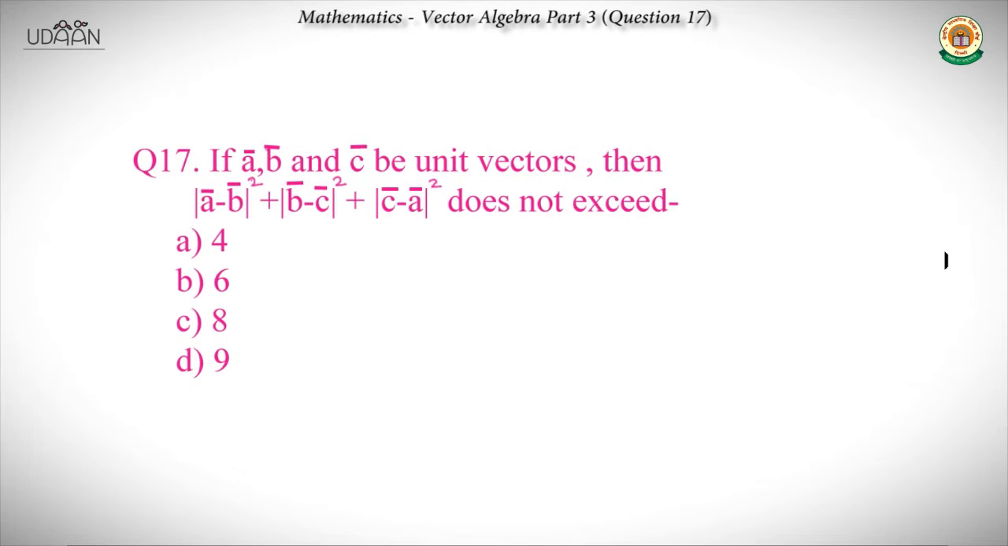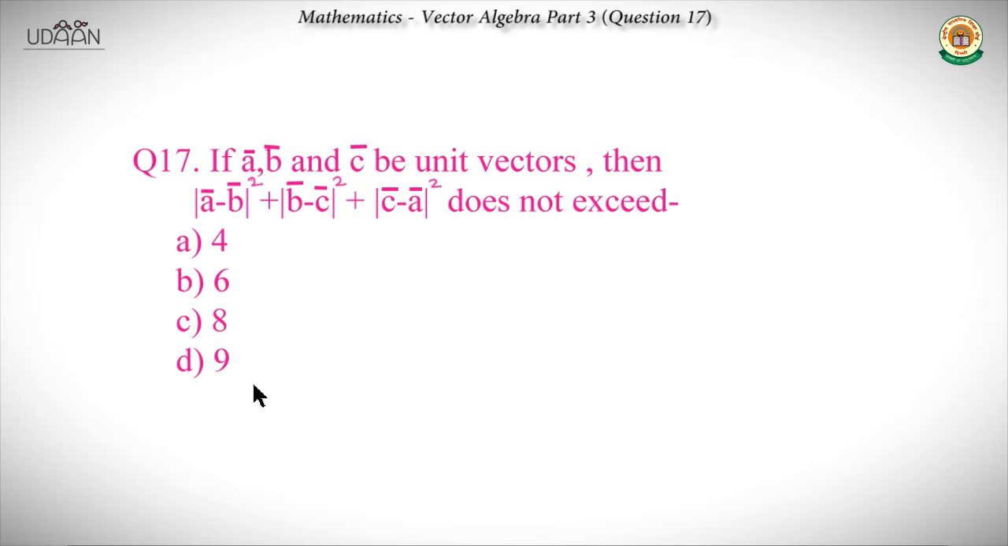Question 17 says if A vector, B vector and C vector are unit vectors, then what is the maximum value of mod of A minus B square plus mod of B minus C square plus mod of C minus A square? So it's a maximum value question. It's a fresh question now, and most people don't like to do some of these questions because they involve a lot of technical knowledge. But let's see how to go about it.